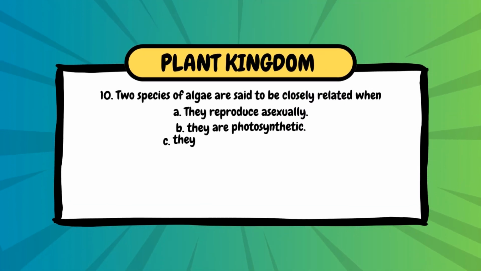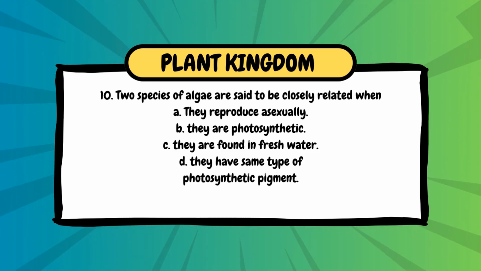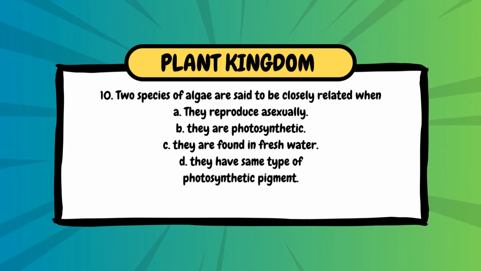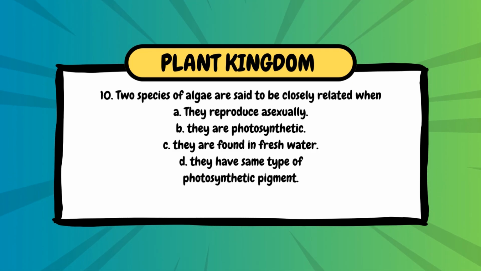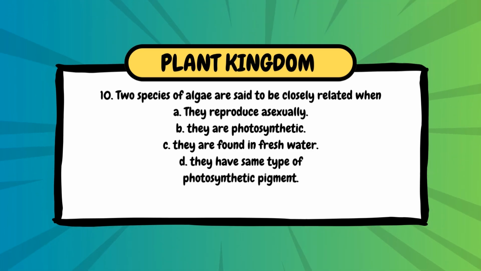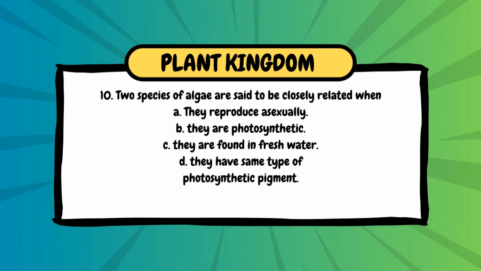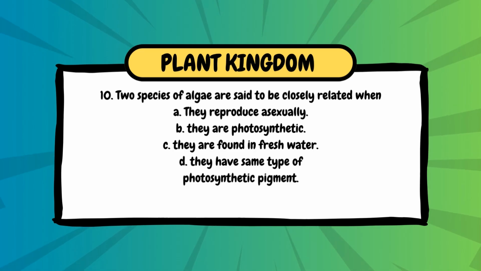10. Two species of algae are said to be closely related when A. They reproduce asexually. B. They are photosynthetic. C. They are found in fresh water. D. They have same type of photosynthetic pigment.